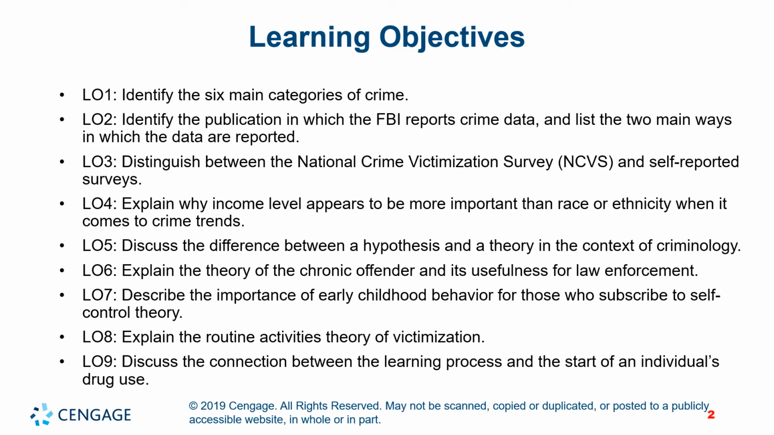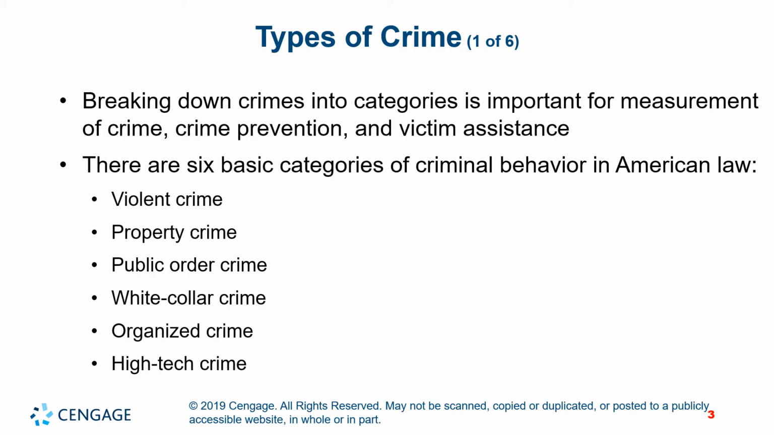Breaking down crimes into categories is important for measurement of crime, crime prevention, and victim assistance. There are 6 basic categories of criminal behavior in American law. This is U.S. American law: violent crime, property crime, public order crime, white-collar crime, organized crime, and high-tech crime.